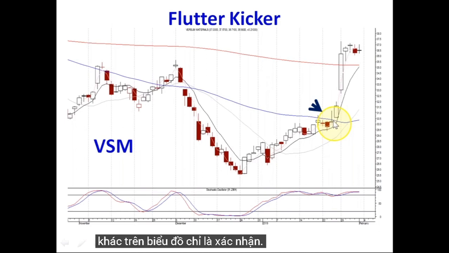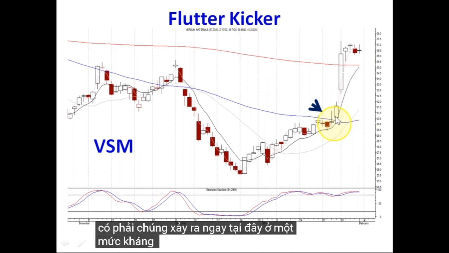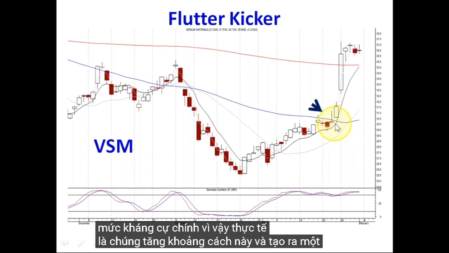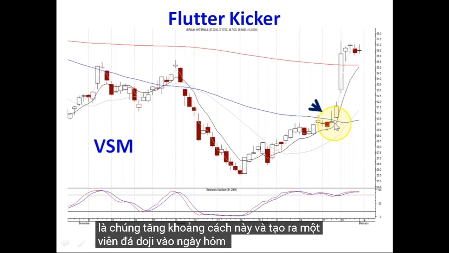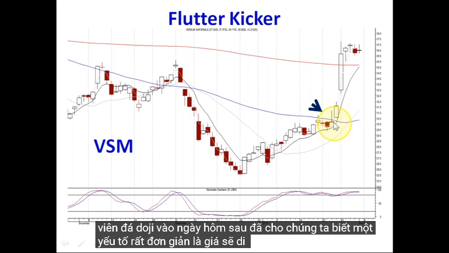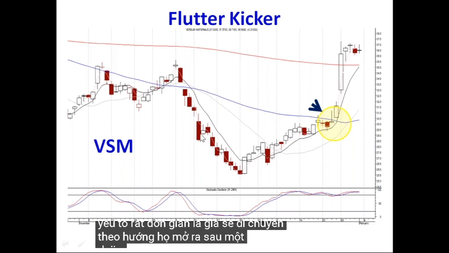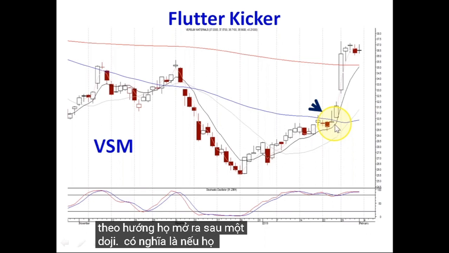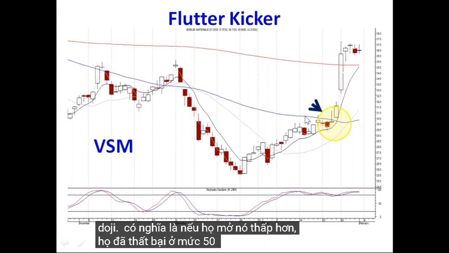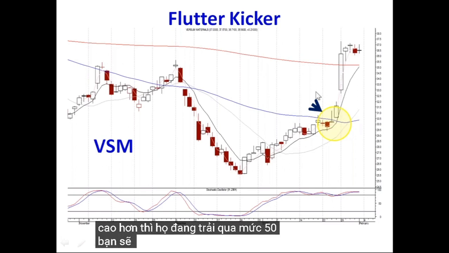Now notice this bullish flutter kicker. Where did it occur? Right here at a major resistance level. So just the fact that they gapped this up and did a doji, stone doji the next day told us a very simple factor. The price was going to move in the direction of how they opened after a doji, which meant if they opened it lower, they failed at the 50. If they opened it higher, they're going through the 50. You've got more upside.